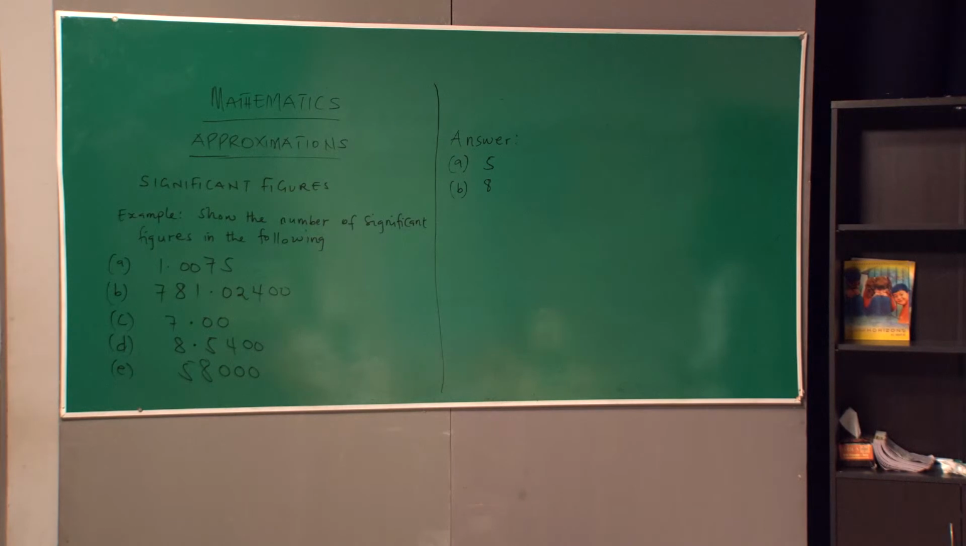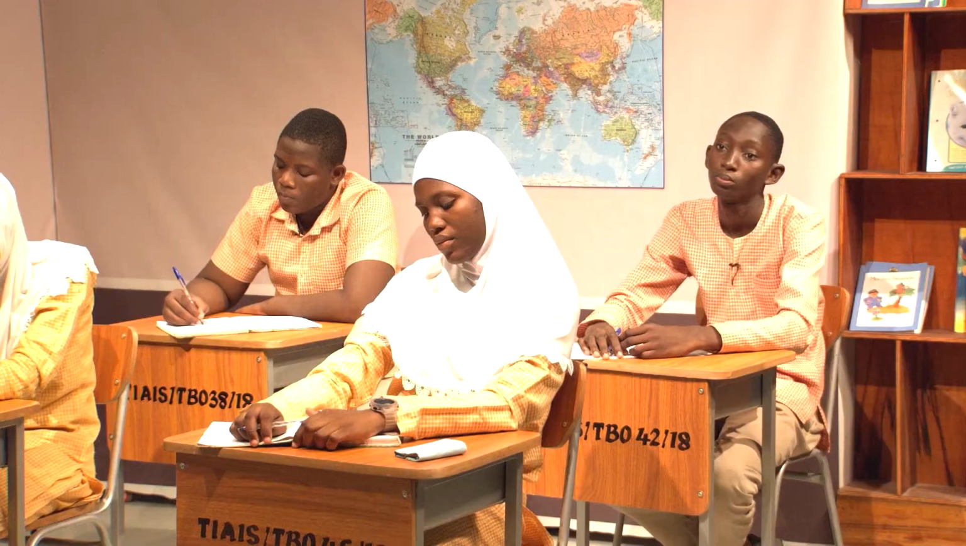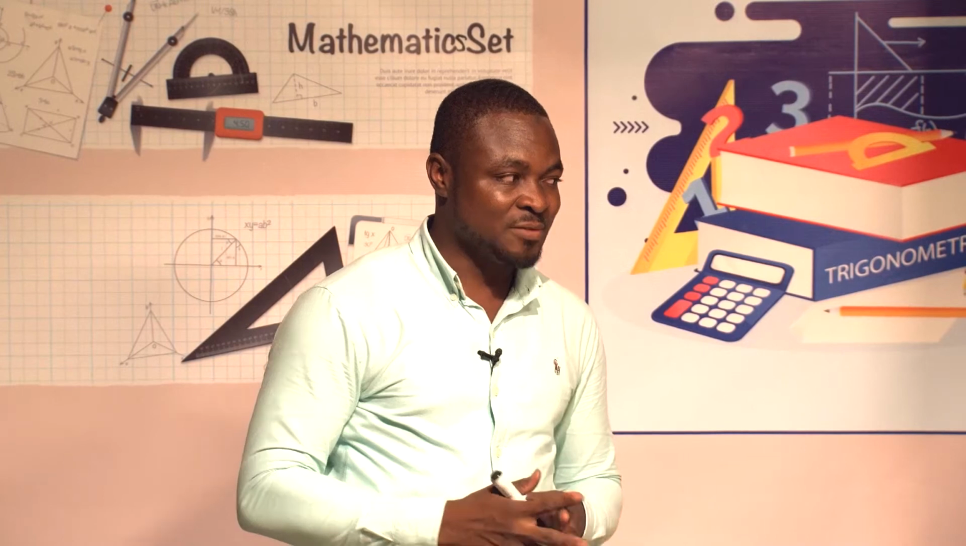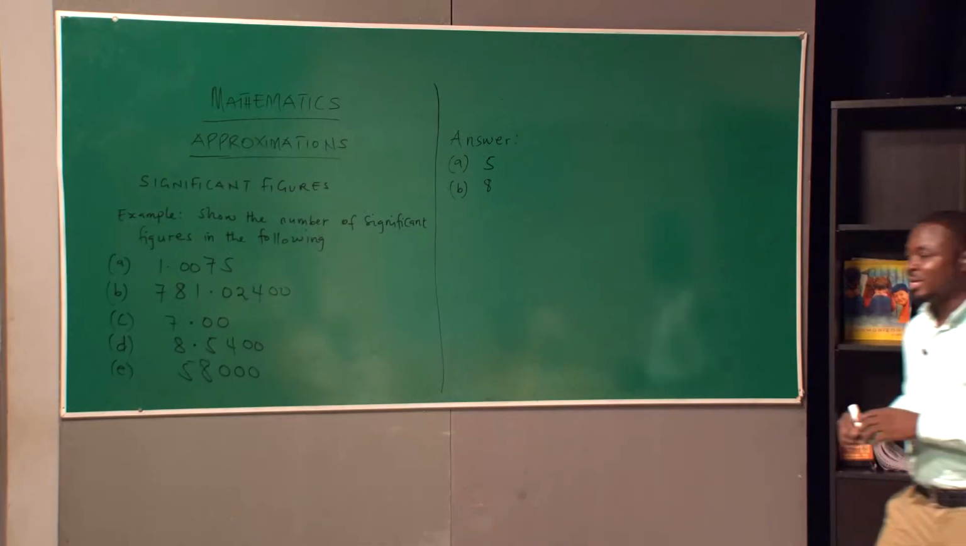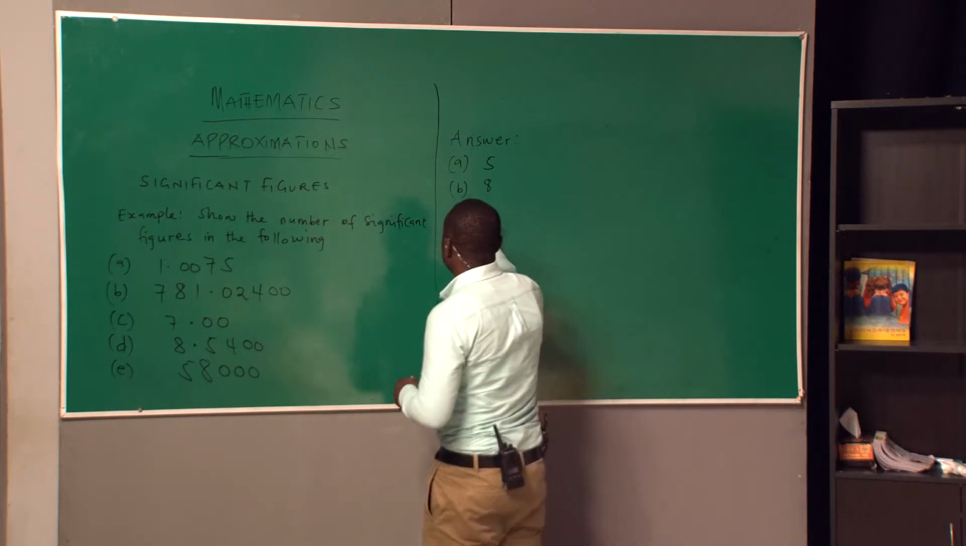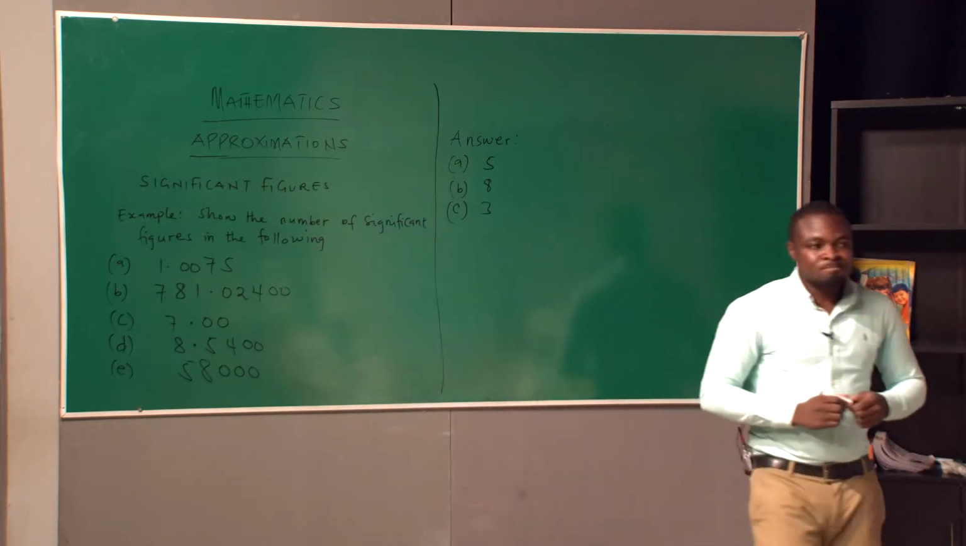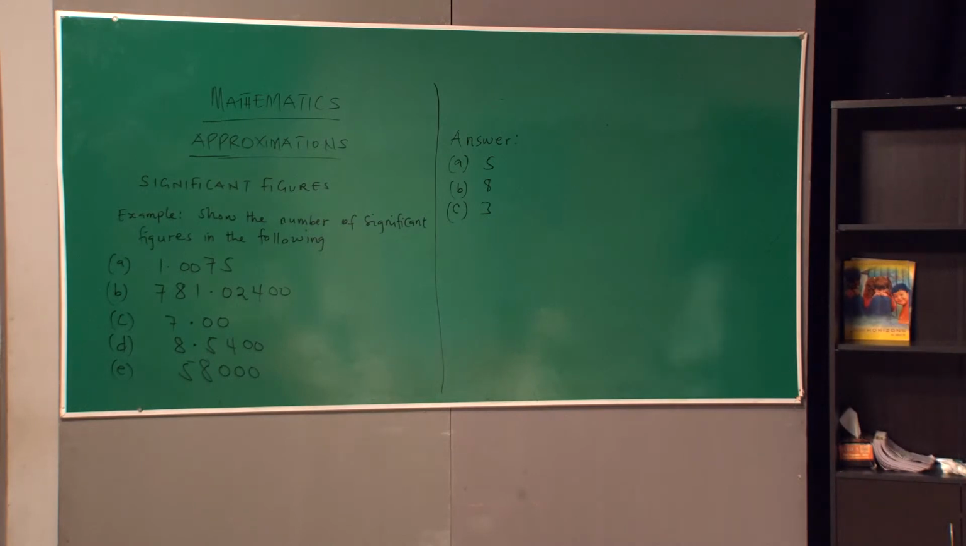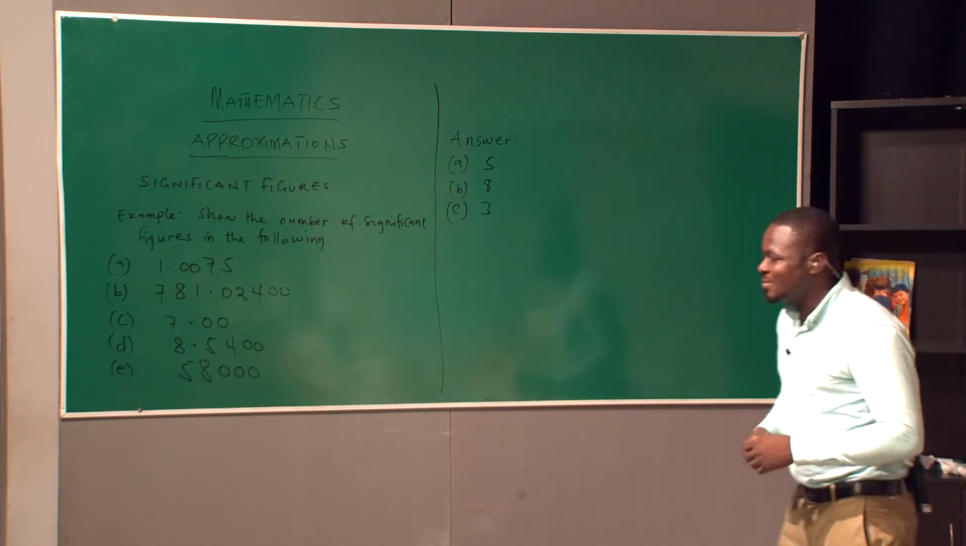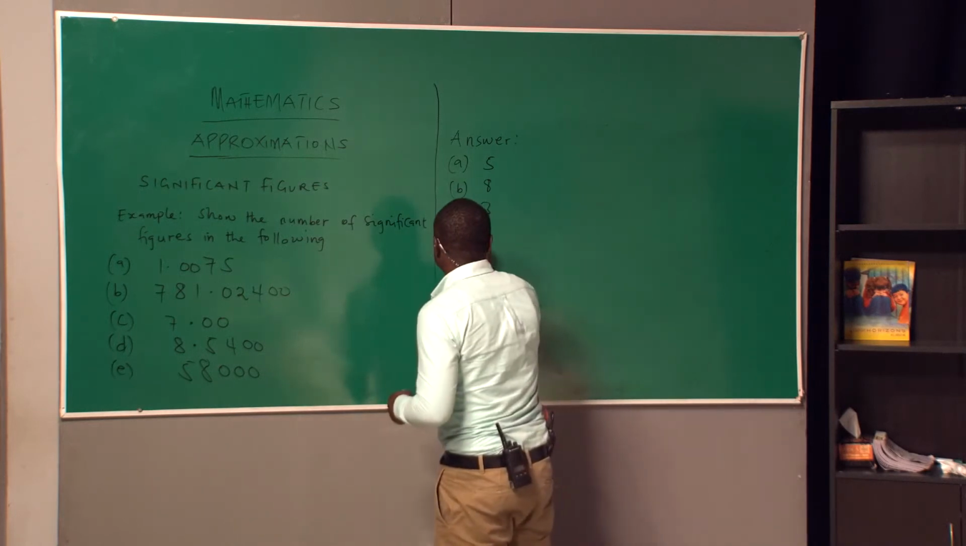Then, Asifa, the third one, 7.00. How many significant figures? 3. There are 3. That is very good. 3 significant figures. After the 0, you see there are 2 zeros after the point. So we are talking about 3 significant figures. Then, Hikma, D. There are how many? 5. Samira, is he right? Yes. Okay, that is very good. So if you apply all the rules, then we end up with 5 significant figures.